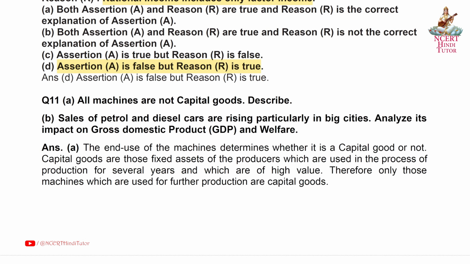Reason R is true. Question 11A. All machines are not capital goods.